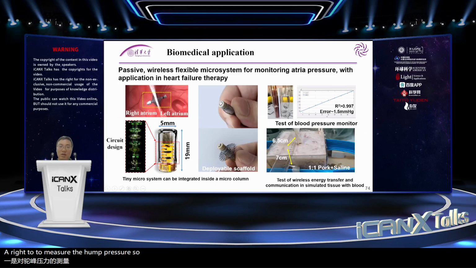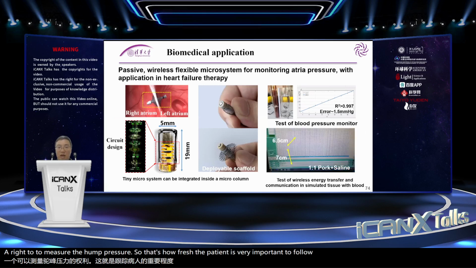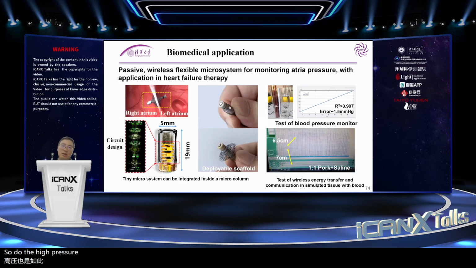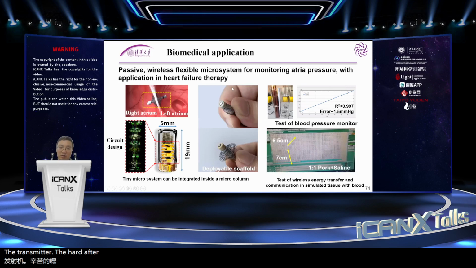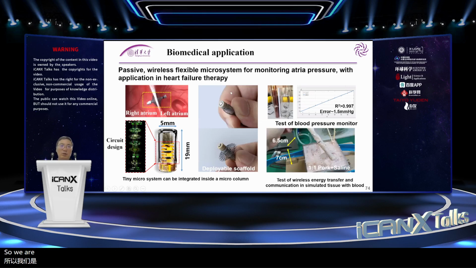So this heart pressure is very important for the heart valve. Then the heart pressure can be transmitted by this micro system outside to the cell phone. So we use this technology.